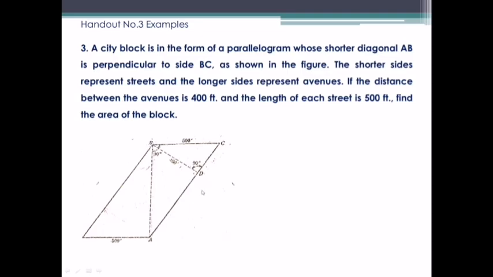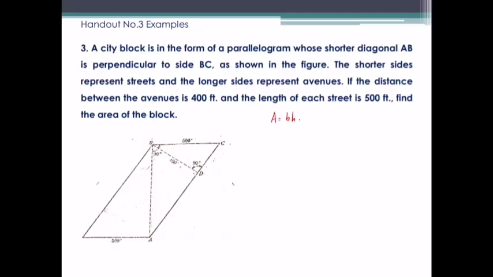I have a city block in the form of a parallelogram whose shorter diagonal AB is perpendicular to side BC as shown in the figure. The shorter sides represent streets and the longer sides represent avenues. If the distance between the avenues is 400 feet and the length of each street is 500 feet, find the area of the block. So this figure is already given. We are to find the area of this parallelogram. So that is simply base times height.